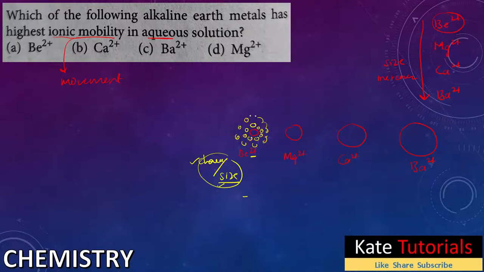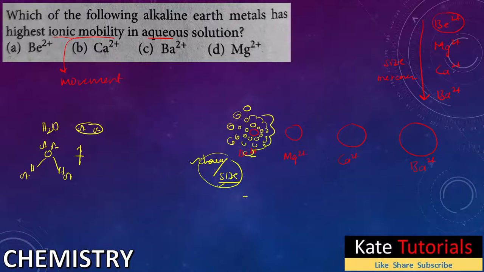Because water means what? H2O will be having polarity like this. So see, this is H2O, right? These two hydrogens will be having delta plus, whereas this oxygen will be having delta minus, delta 2 minus, right? So there will be delta plus and delta minus, a permanent dipole moment like this. So that water molecule will surround these cations. So since the charge to size ratio of Be2+ is very high, why is it high? Because size is small and charge is 2+. So more amount of water will surround this Be2+ compared to Mg2+.